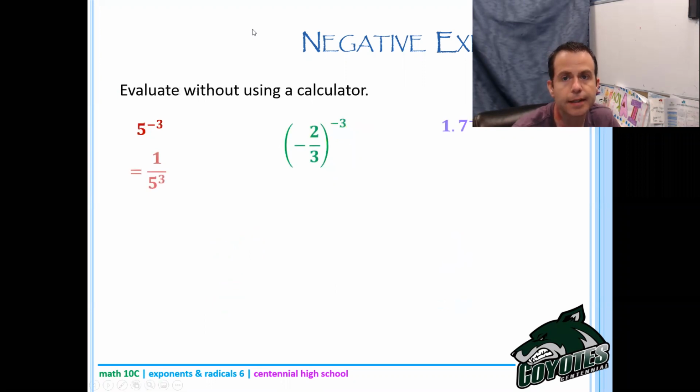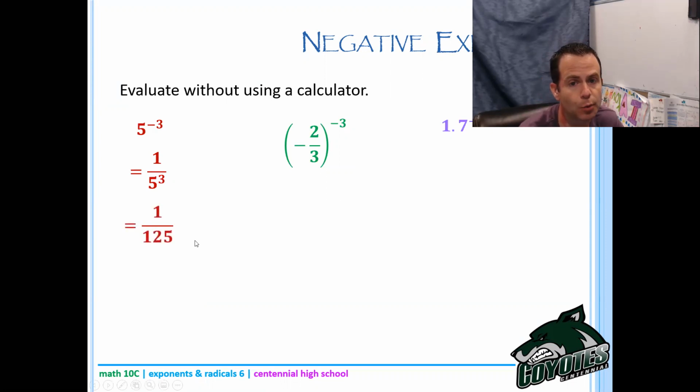All right, now evaluate without using a calculator. 5 to the negative 3 is the same as 1 over 5 to the 3, and then we know that 5 to the 3 is 125, so your final answer would be 1 over 125, okay? This is a really important step for me to see because I want to make sure you understand and you're showing me, you're communicating that you know what that negative exponent does. A negative exponent sends the base to the bottom, it flips the bottom.